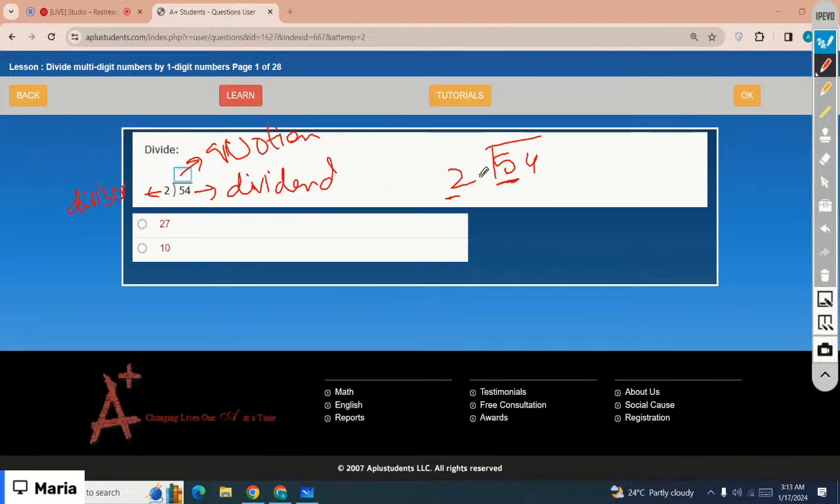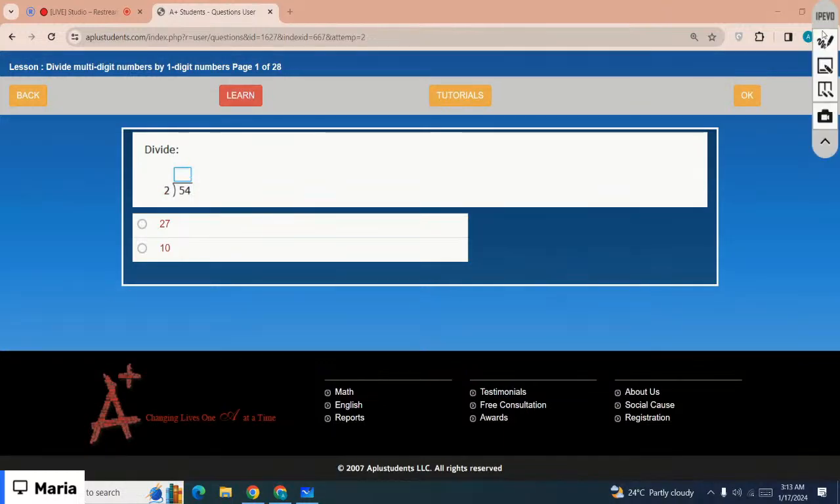You need to count table of 2 until 5, so 2 times 2 is 4. Then 5 take away 4 is 1, bring the next digit down, now it is 14. You need to count 2 times until 14, 2 times 7 is 14, 14 take away 14 is 0. So the correct option is 27. You have to divide until you get the answer 0 as a remainder. Got it? The correct option is 27.